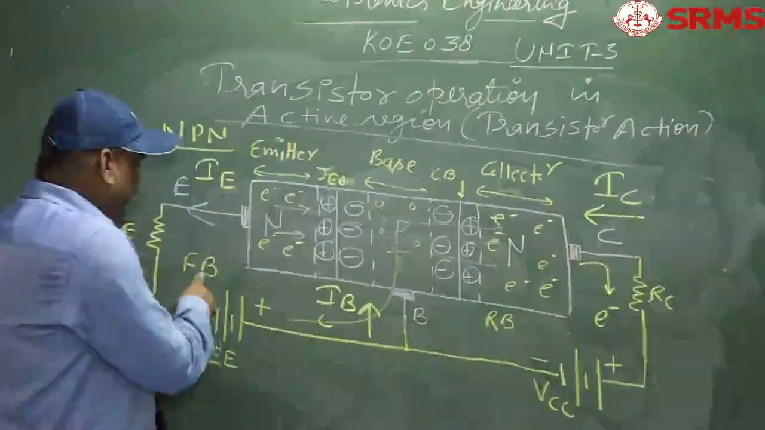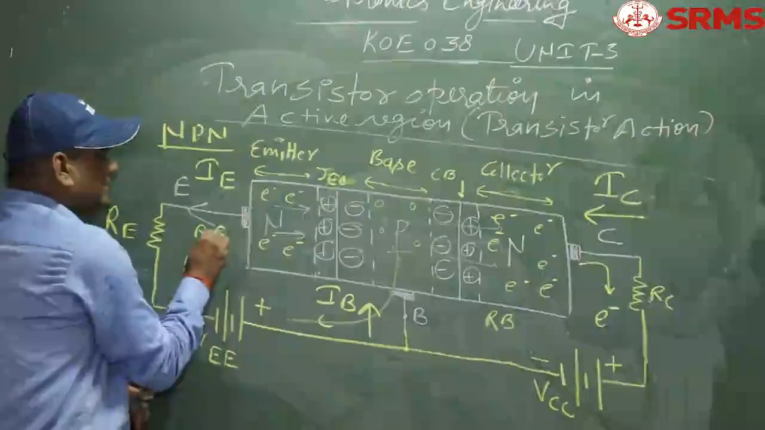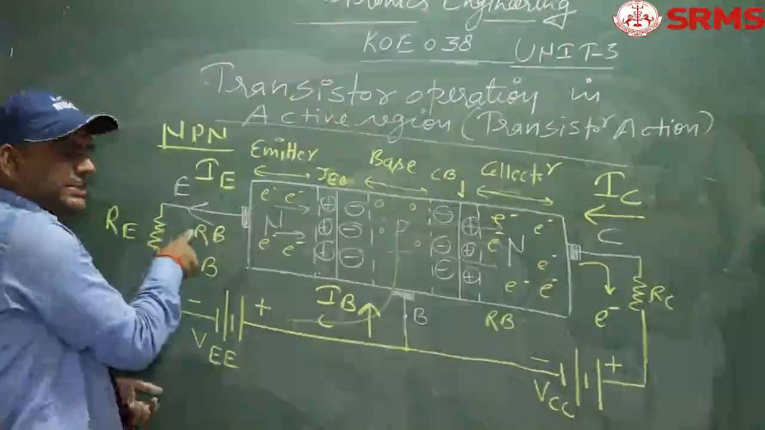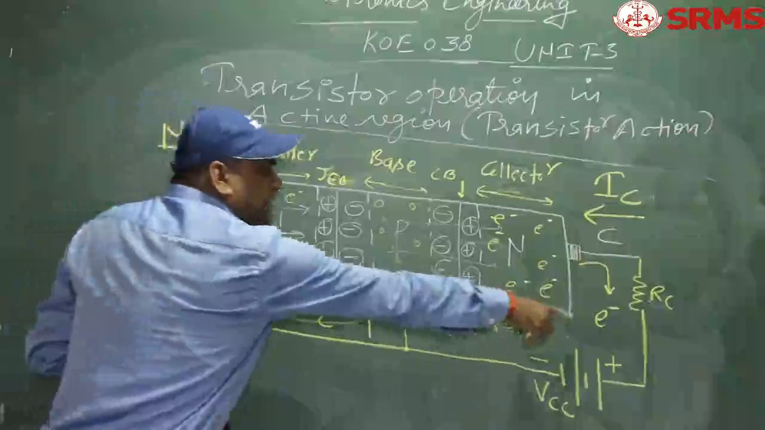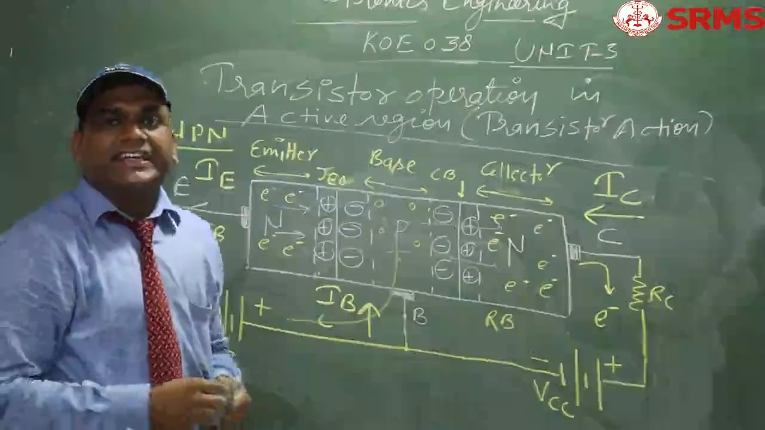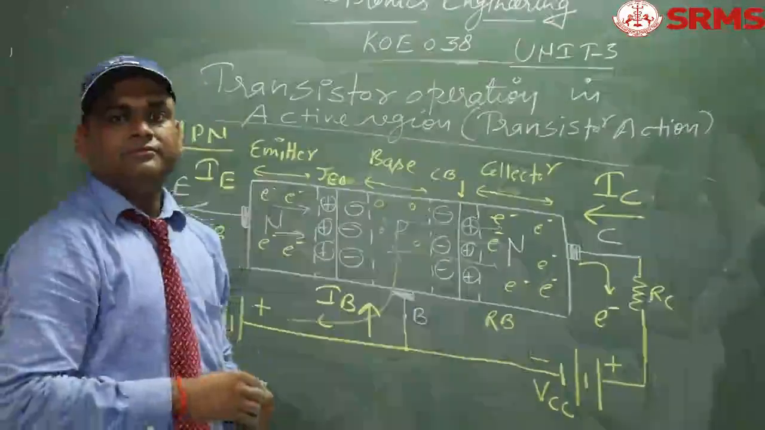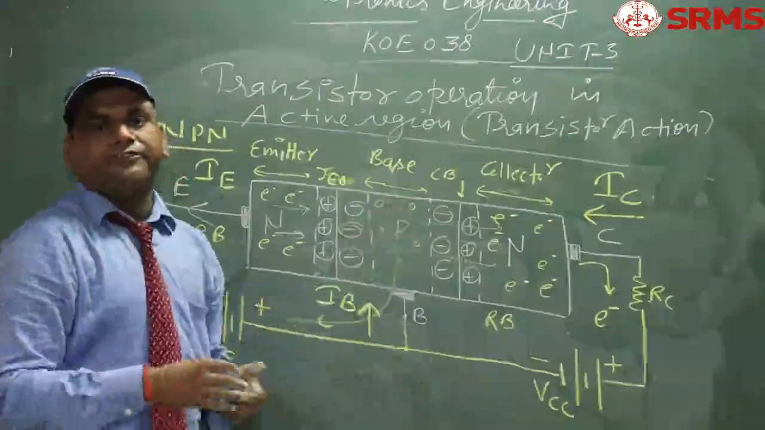Now, in place of forward bias voltage, if this voltage is reverse biased, that means the emitter-base junction is reverse biased and the collector-base junction is also reverse biased, the entire transistor is an open circuit. This region of operation is defined as cutoff. The entire transistor is off.